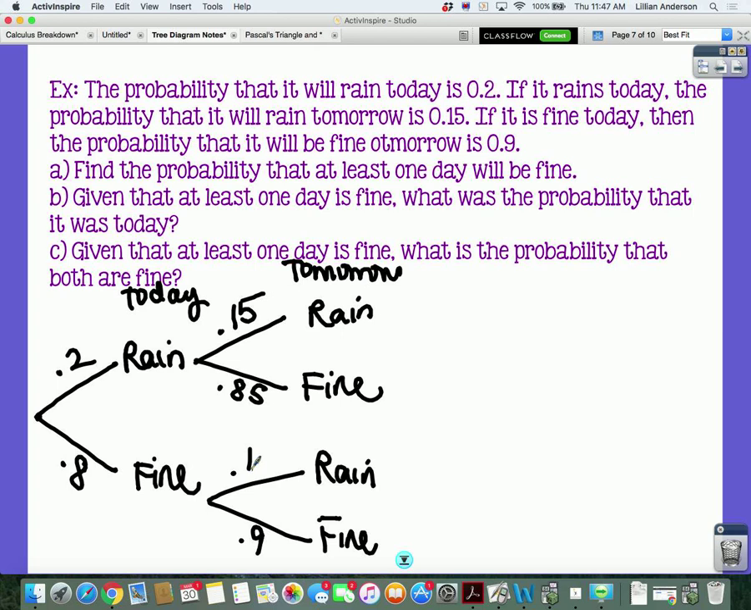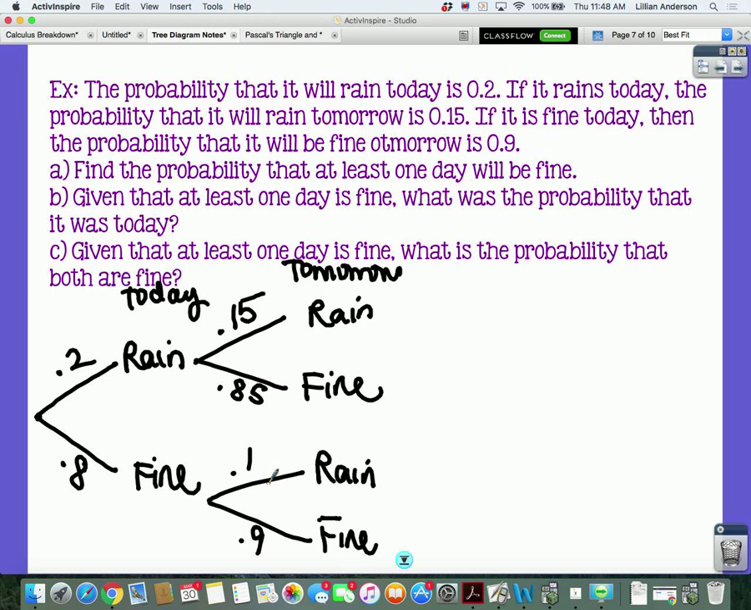Yes, all of these are branches, and they should add up to 1. 0.2 and 0.8 is 1. Here, 0.15 and 0.85 add to 1. Here, 0.1 and 0.9 add to 1. Oh, okay. So each two branches have to add to 1. Exactly. Okay, cool.